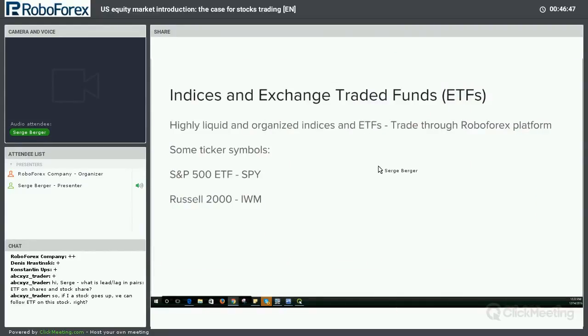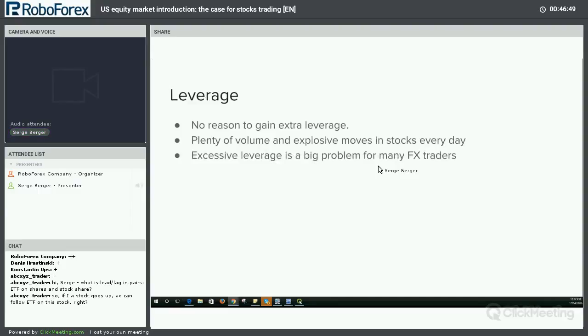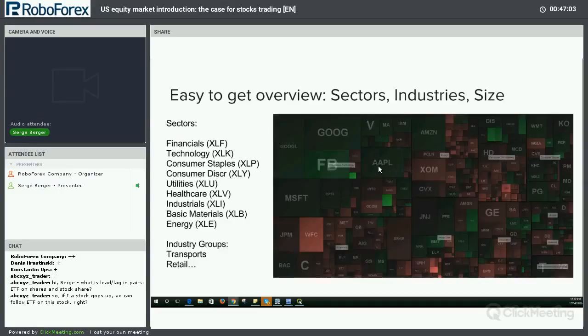In fact, I'm going to go through Friday's, or the next chapter here, in just a minute. We talked about leverage. Again, I don't think there's a lot of reason to gain extra leverage in the US stock market because it is an orderly market. It moves enough, but not too much.